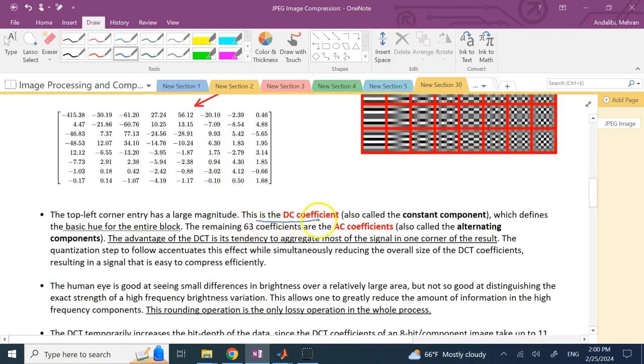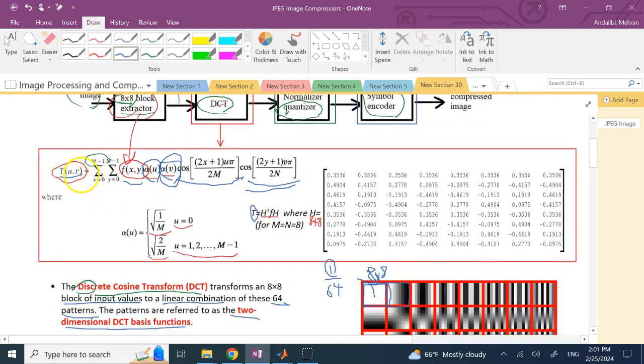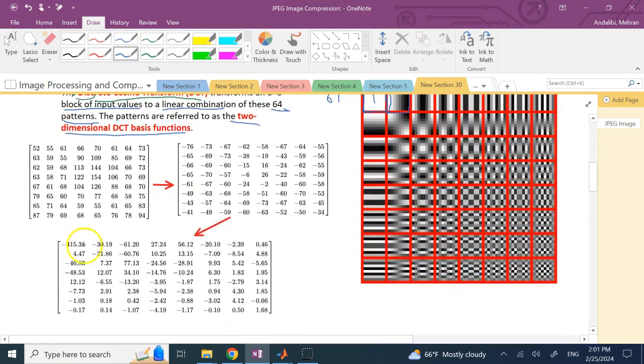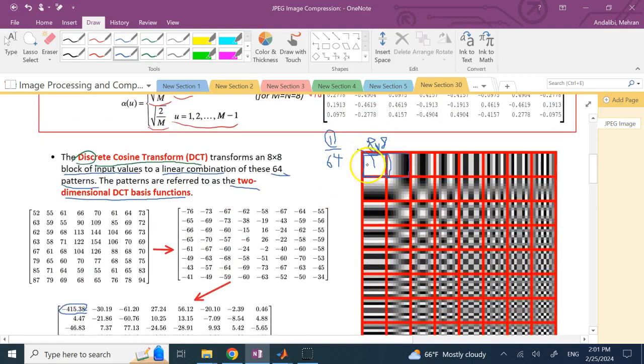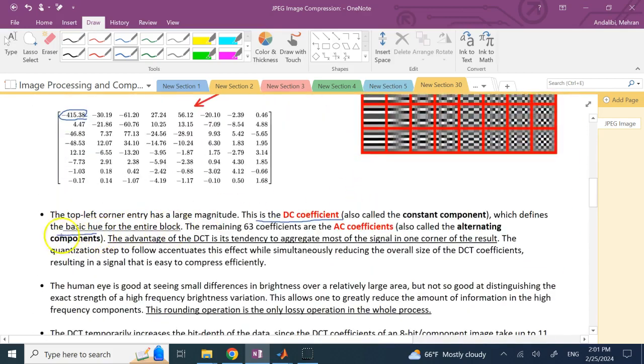So you get the average value of the signal, and that is what we are later going to call the DC coefficient. The top left value in this T(u,v), because T is also 8 by 8, the top left corner element, which you're going to see, this one here, is your DC. That is the average of the signal, which shows the overall average of the basic hue or the basic color of the signal.